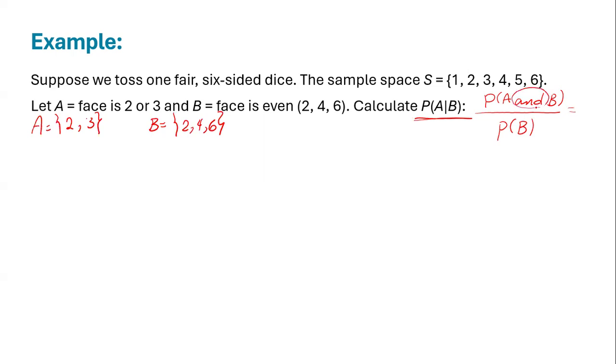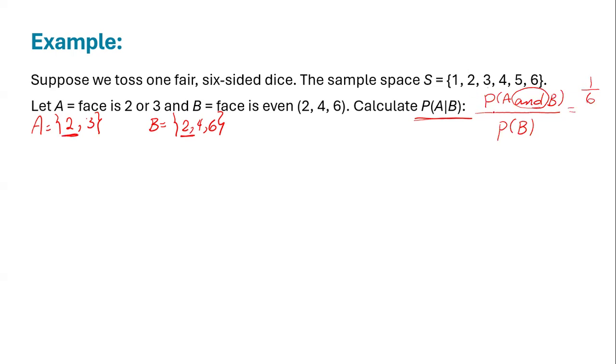We said that "and" means both of them must occur at the same time. When we look at the two events A and B, what numbers occur in both? What number is common in both of these two events? It's 2, right? So just 2 is in common between these two events. So that means the probability of A and B is just one number out of the 6 numbers that we have in the sample space.